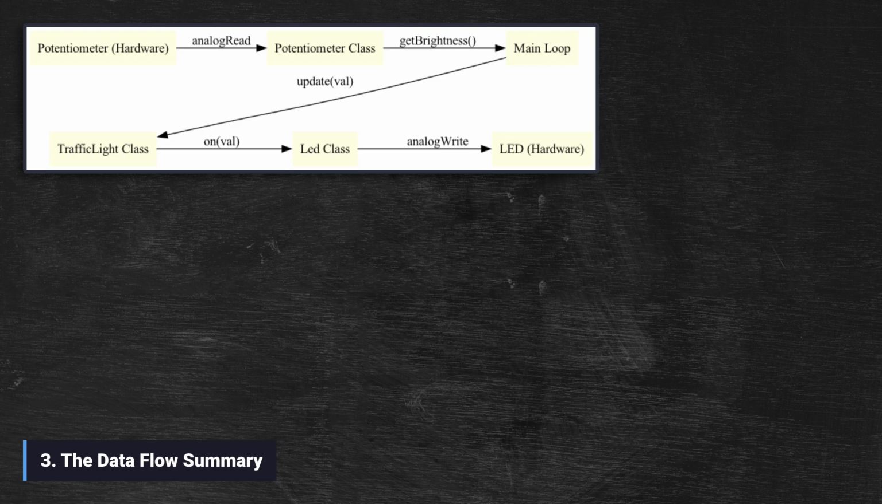Look at this clean data flow. The hardware reading is transformed by the potentiometer class, passed through the main loop as a simple variable, and finally used by the traffic light to command the LED objects. This modularity is the essence of professional Arduino OOP.